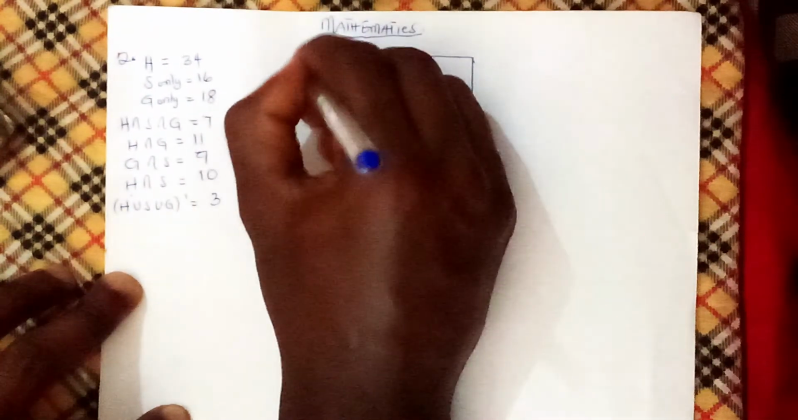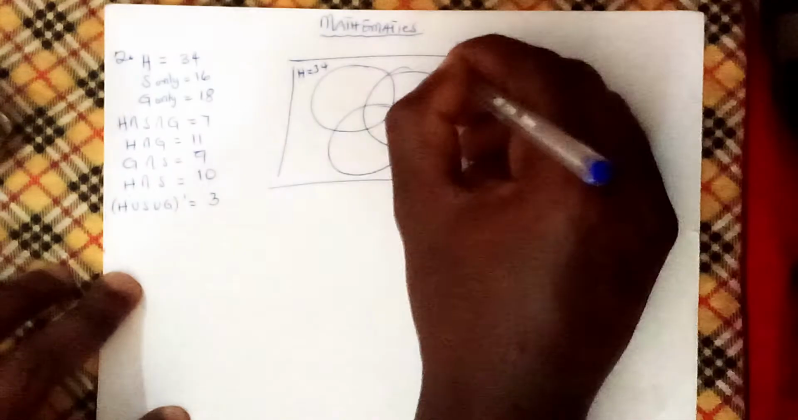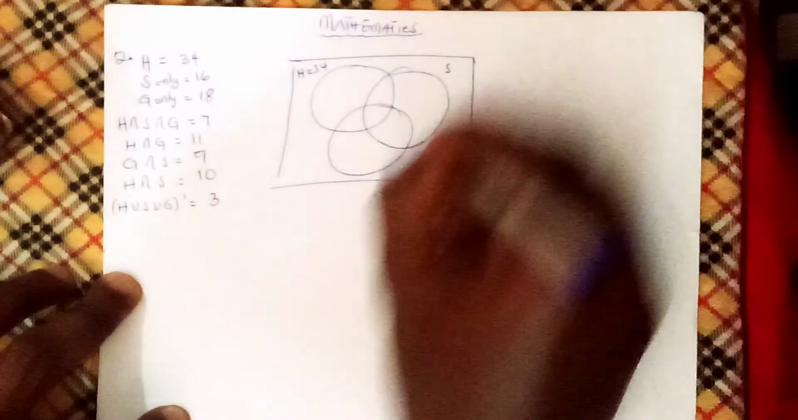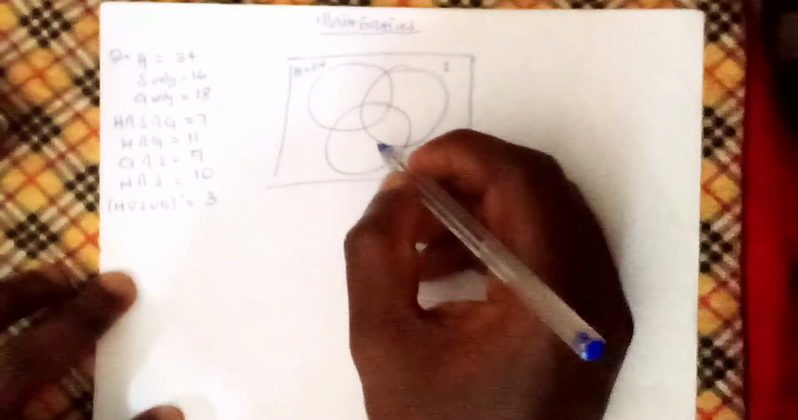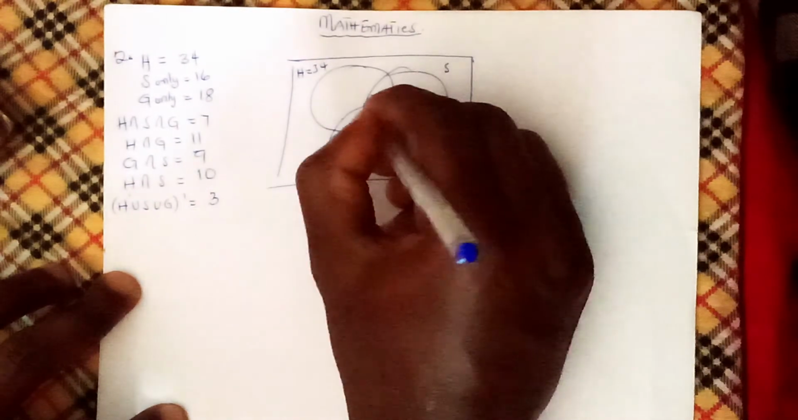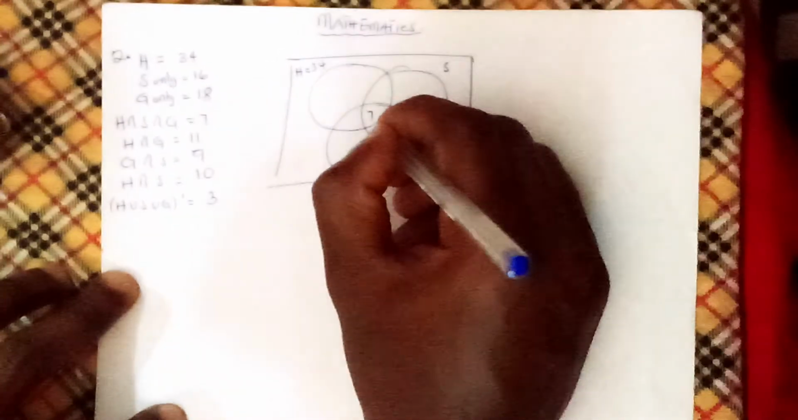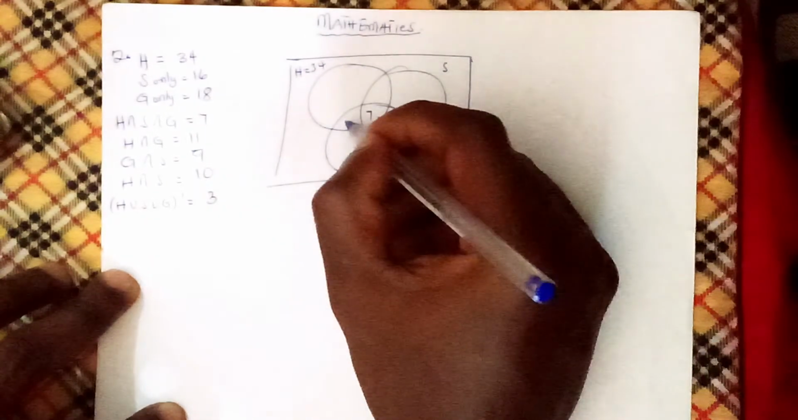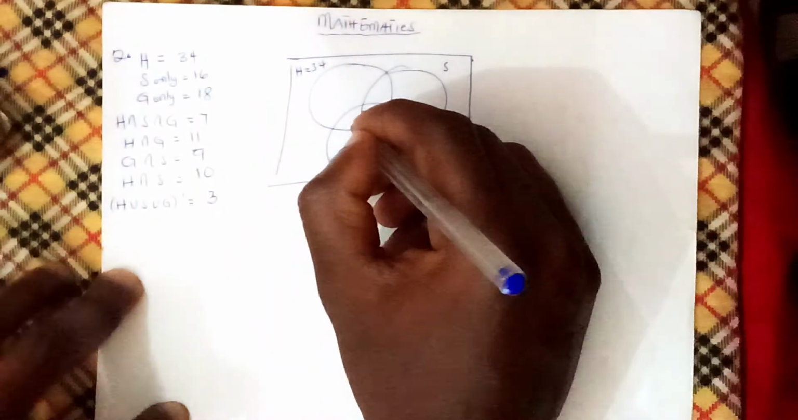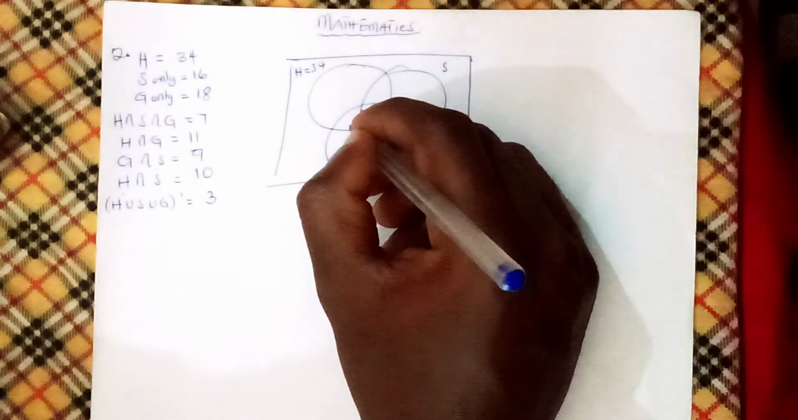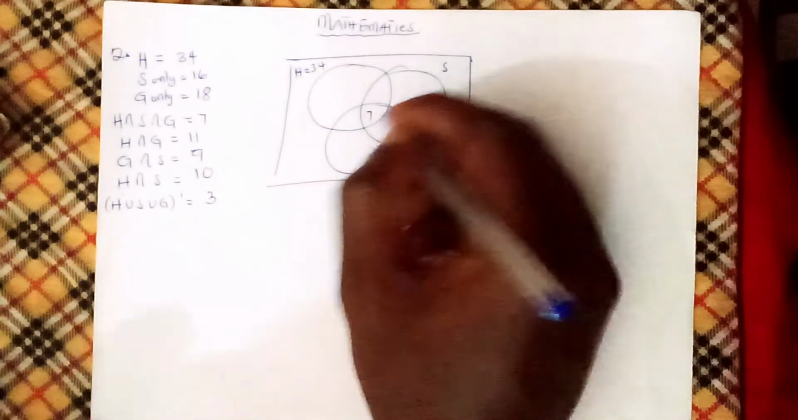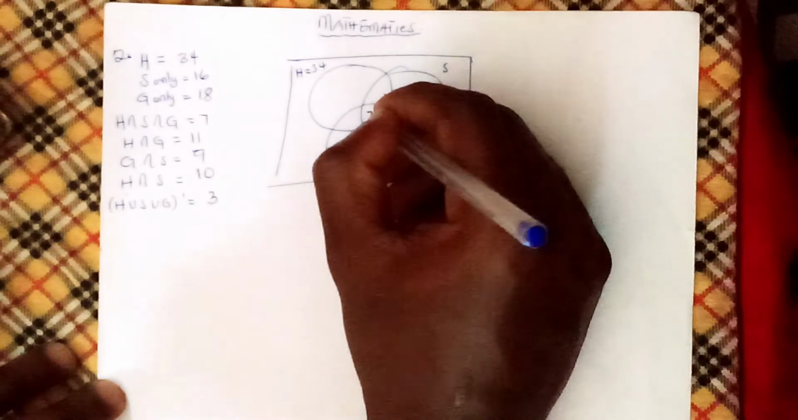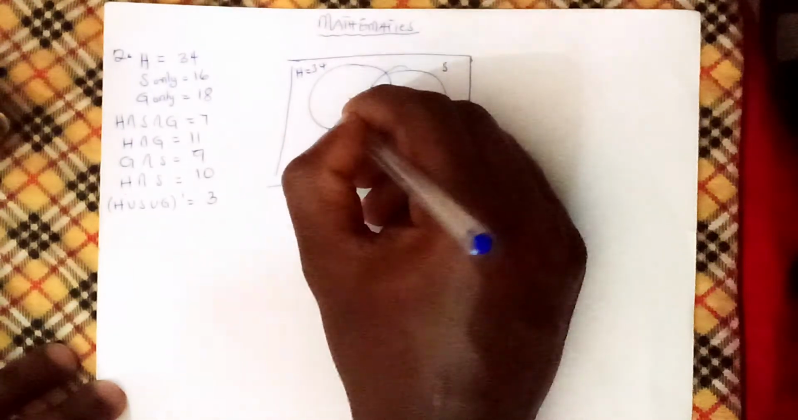We have H, 34, we have S, and we have our J. Since we were given all three as 7, we have H intersection J, that's 11. But since they didn't say history intersection geography only, we have to subtract the 7 from the 11 to get history intersection geography only. So when we subtract this from the 11, we are going to get 4.